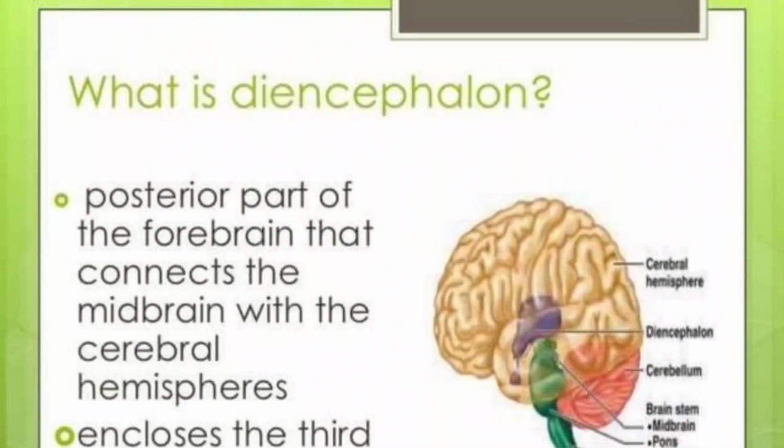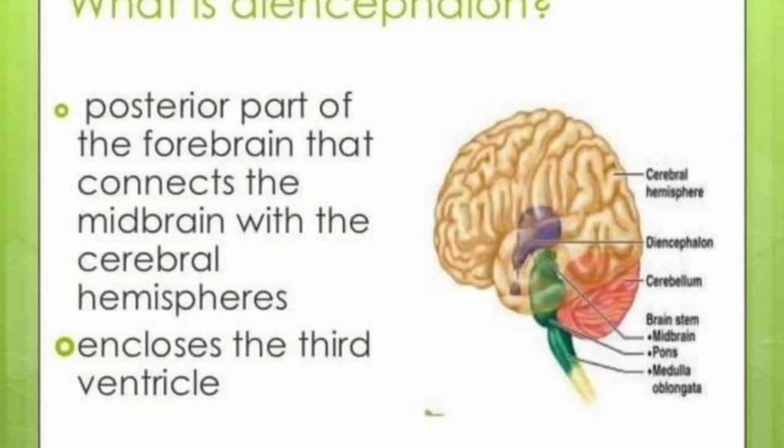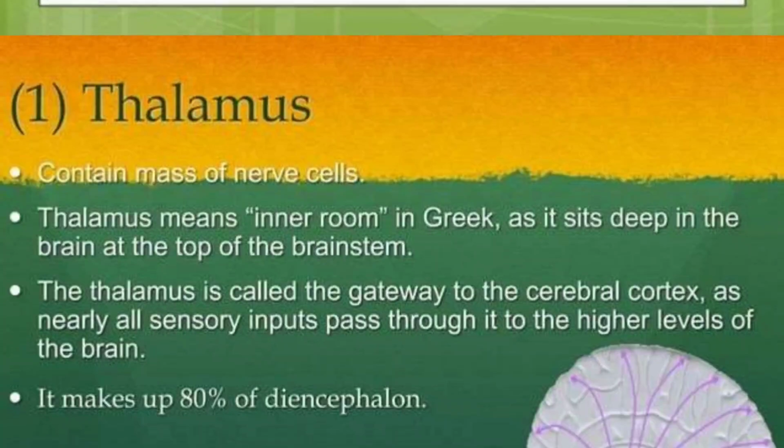Diencephalon. What is the diencephalon? It is the posterior part of the forebrain that connects the midbrain with the cerebral hemispheres and encloses the third ventricle. The thalamus contains a mass of nerve cells. Thalamus means inner room in Greek, as it sits deep in the brain at the top of the brainstem. The thalamus is called the gateway to the cerebral cortex, as nearly all sensory input passes through it to the higher levels of the brain.